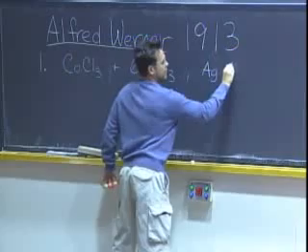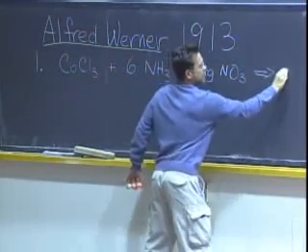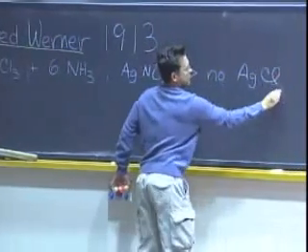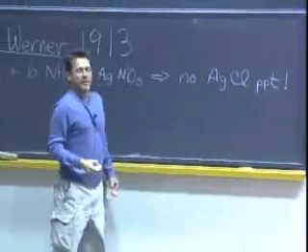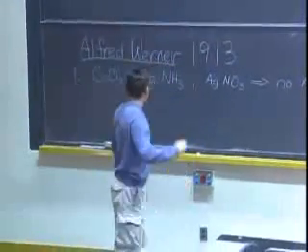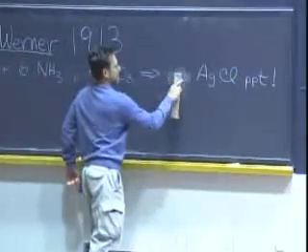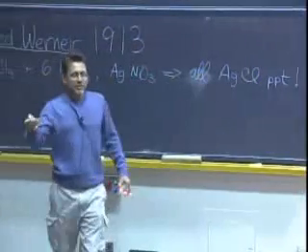silver nitrate, that resulted in no AgCl precipitate. And that's rather astounding because, we will get to know, but this one is all. Okay, how does he do this experiment?